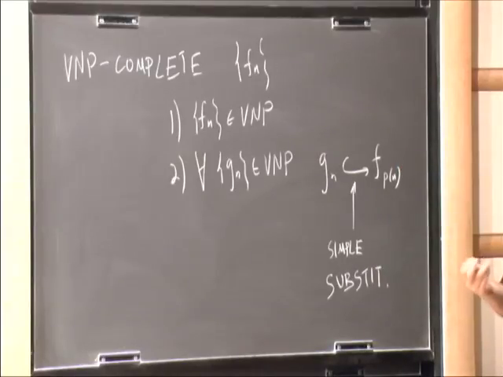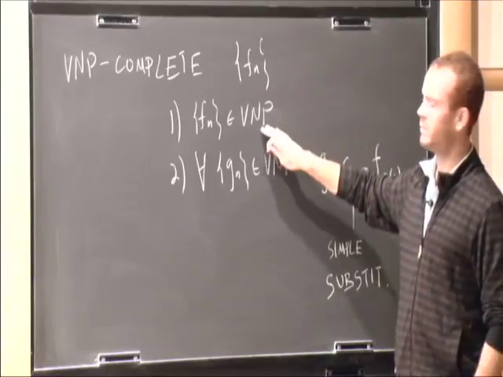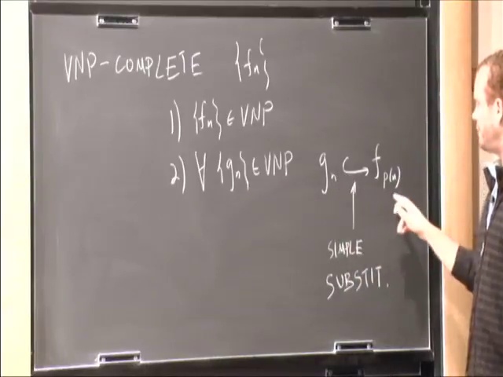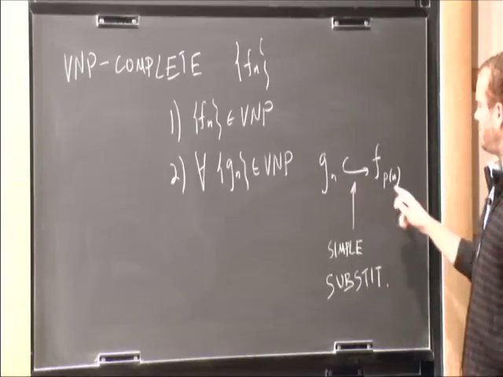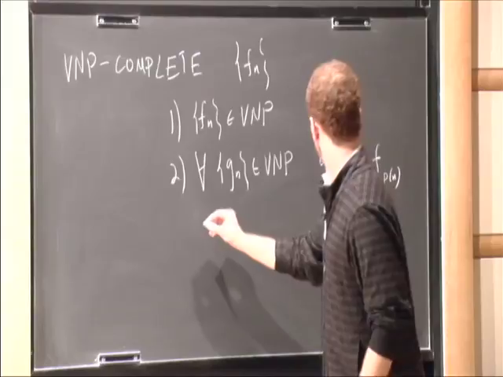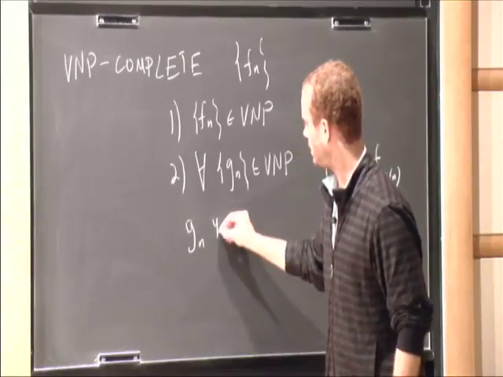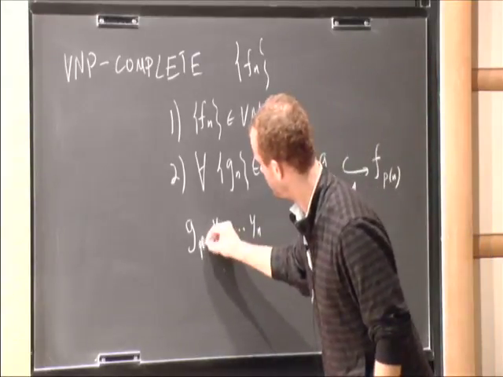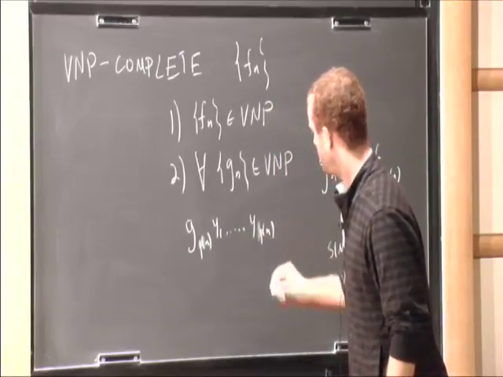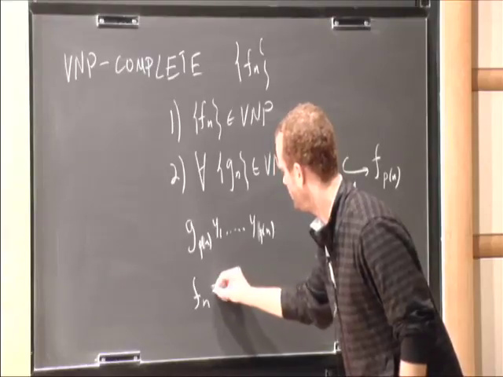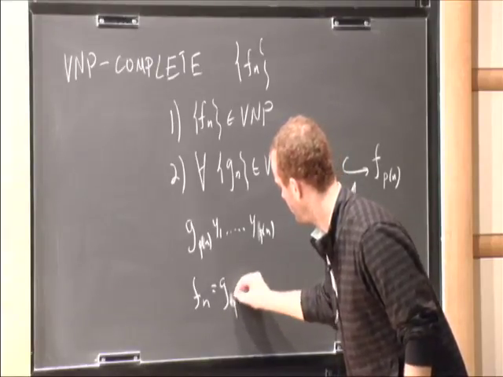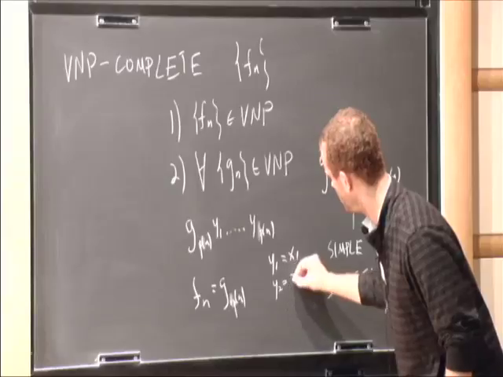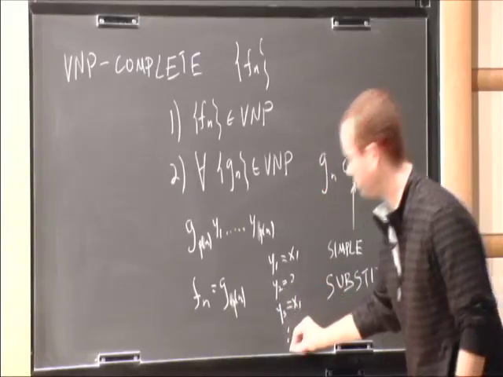So a VNP-complete problem will be a problem that is in VNP, and every other problem in VNP can be embedded into F, where this embedding is a simple substitution. So let's say that G is in variables y1 to yn. Then f of n is G of P of n, when we write y1 is x1, y2 is 0, y3 is x1, and so on.